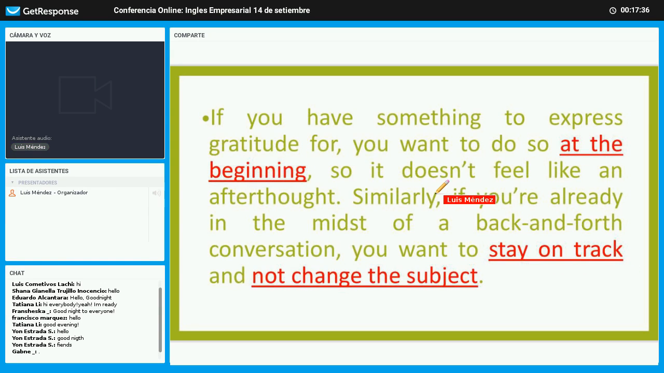Similarly, if you are in the middle of a back and forth conversation, you want to stay on track and not change the subject. What do we mean by this? If you do this at the beginning, you can continue with the conversation without any problems. Imagine that you are having a conversation and you remember, I didn't thank this person for what they did for me. Sorry, I forgot to thank you for... This is not helpful at all. So the idea is that if you want to thank or say something to this person, do it at the very beginning of your email, and then you continue with the topic you were working on. Okay? I hope this part is clear, and then let's move on to the next one.